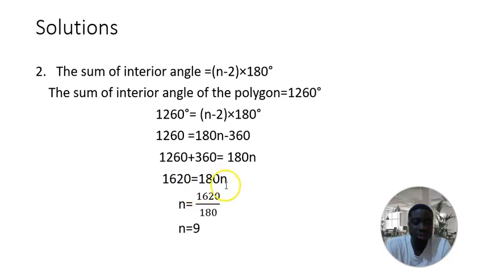You divide through by 180 here and by 180 here. Then 180 will go into 1260 9 times. So the number of sides of that particular polygon is 9. So this is how it is solved. This is the first video. In the subsequent videos, I'll be explaining how to find each interior angle of a polygon and the rest.